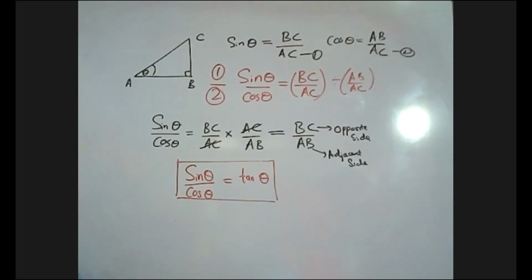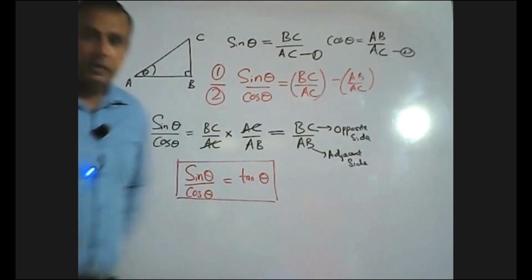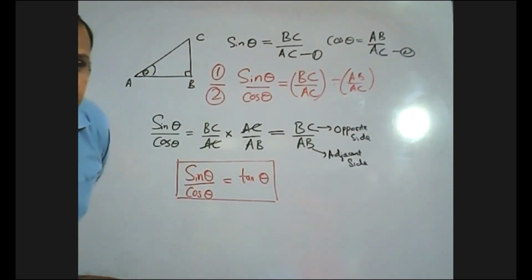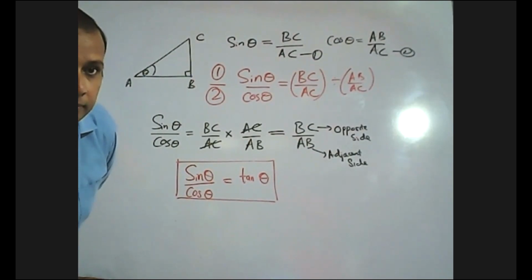Yes. With that, we can derive the rest of the two as well. If tan theta is equal to sin theta upon cos theta, then cos theta is equal to sin theta upon tan theta, likewise. Yes, we can do it.